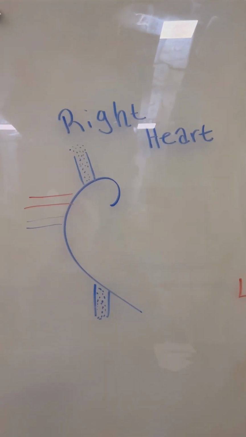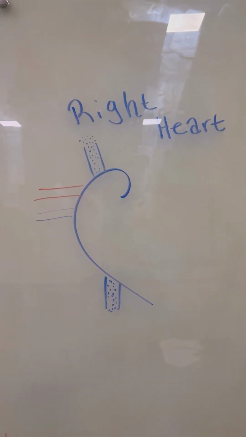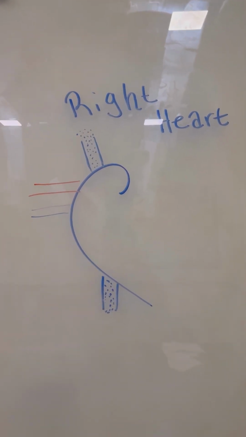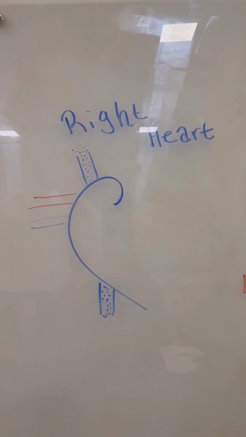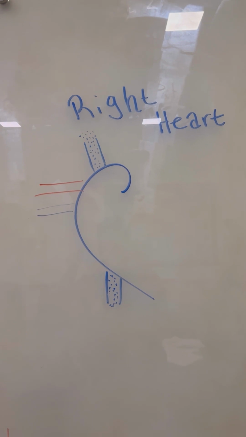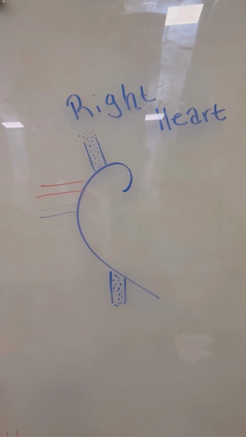The right side heart here. Now remember, the mission of the right side heart is to send that deoxygenated blood right to the lungs. So right side heart sends deoxygenated blood right to the lungs in order to become oxygenated.